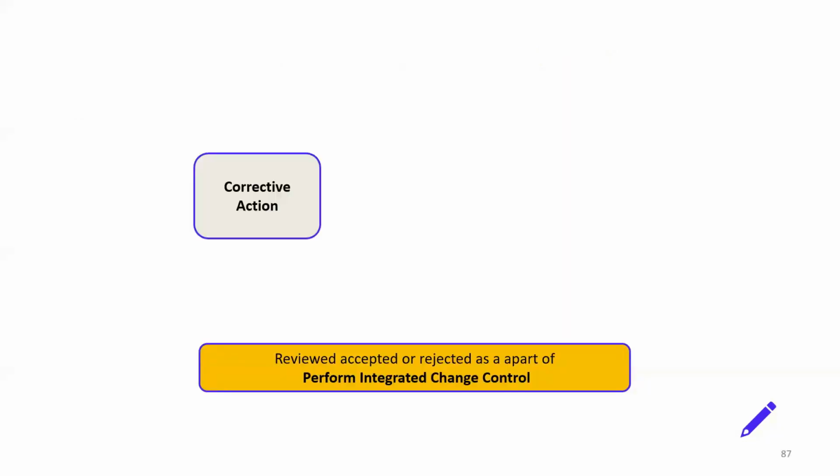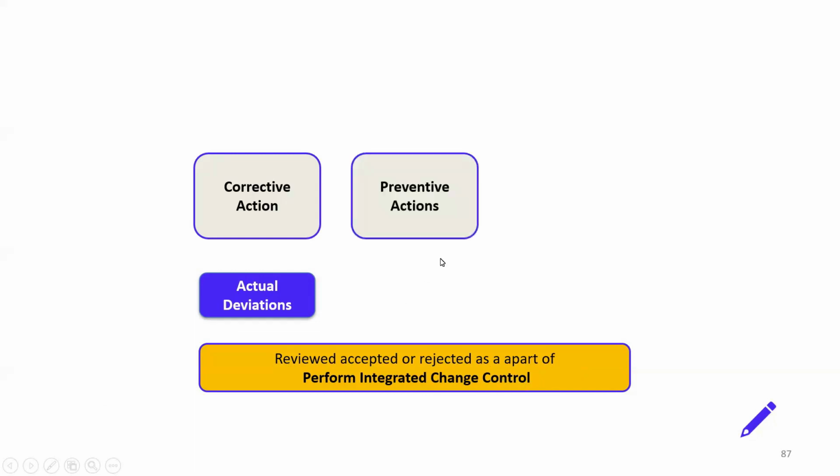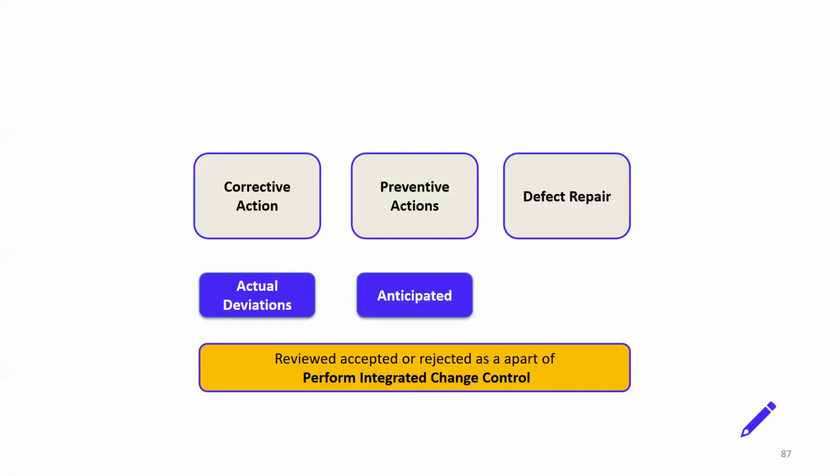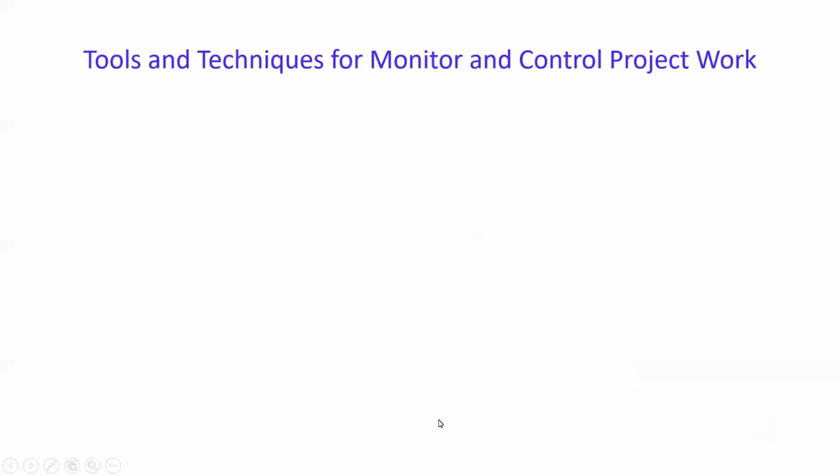Now let's say, when do you take corrective actions, preventive actions, and defect repairs, important for the PMP examination. Corrective actions are taken when there are actual deviations. Preventive actions are taken in anticipation of some issues. Defect repairs are done when something is not meeting specifications. All these changes will be reviewed and accepted or rejected as part of perform integrated change control.